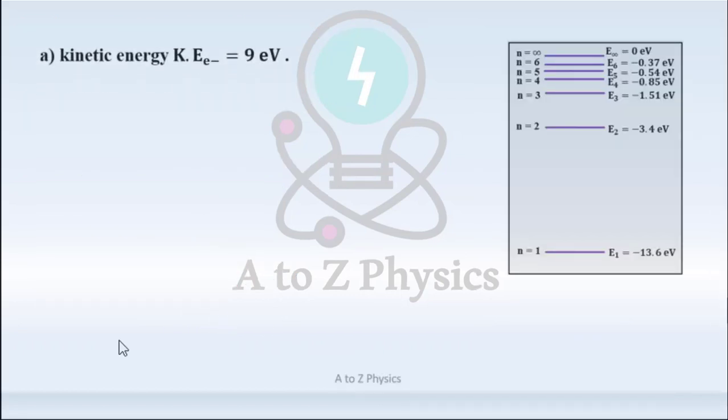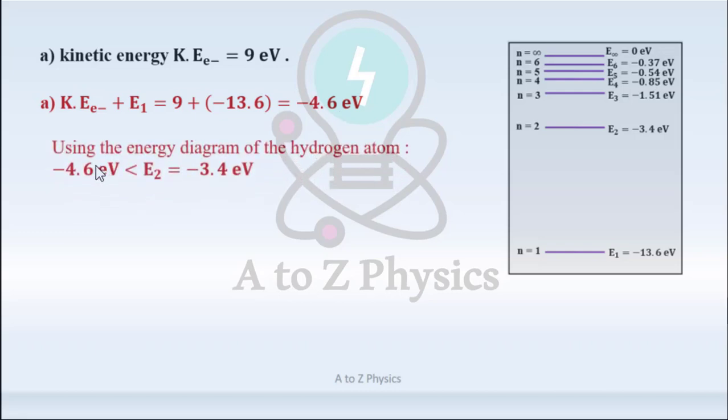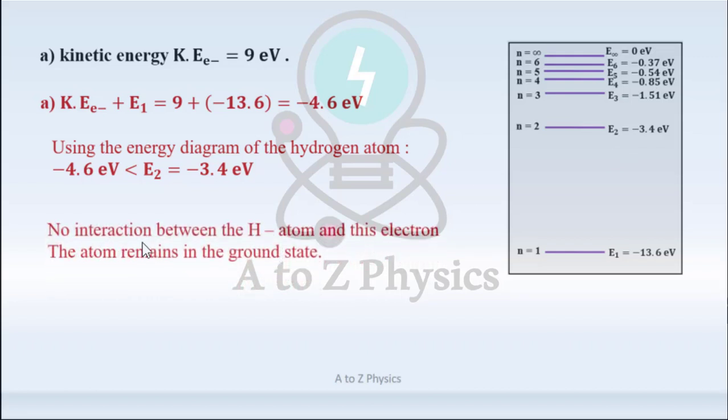Part A, the kinetic energy of the electron is 9 electron volt, so kinetic energy of the electron plus E1 equals 9 plus (minus 13.6) equals minus 4.6 electron volt. Using the energy diagram of the hydrogen atom, minus 4.6 electron volt is less than E2, which is equal to minus 3.4 electron volt. So no interaction between the hydrogen atom and this electron, and the atom remains in the ground state.